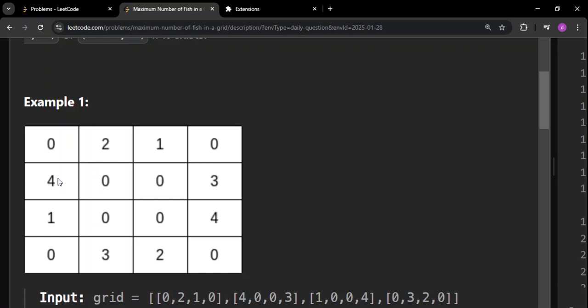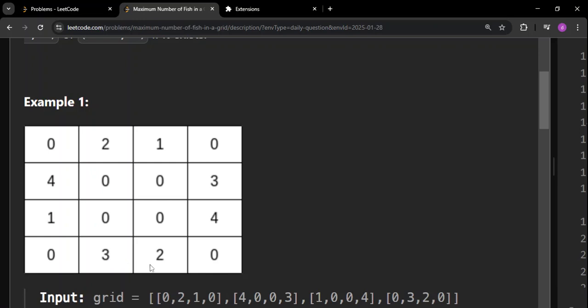Similarly, you can try 0 comma 1 as your starting point, and you can catch 2 plus 1 fish. Or if you start at this particular cell, you can catch 3 plus 4 fish. It all depends on where you start, because in this case the water cells are not connected with each other. If the water cells were connected, it wouldn't make a difference where you start, because you would get all the fish anyway. Since the water bodies are separated and isolated, you will have to optimally choose where to start the traversal.